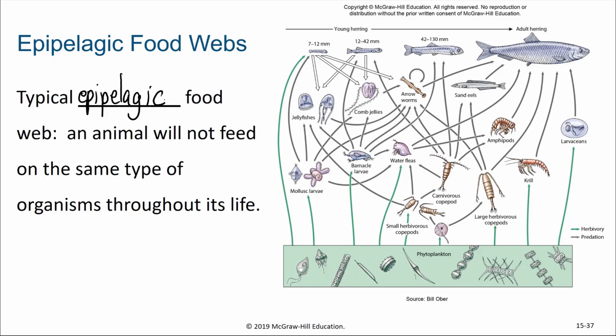Unlike the diatom to krill to baleen whale food web in the polar regions, which is quite simple, we can see quite a number of connections within this food web.